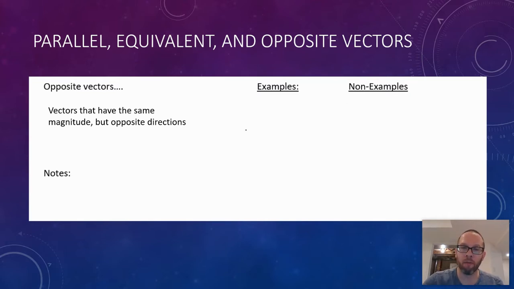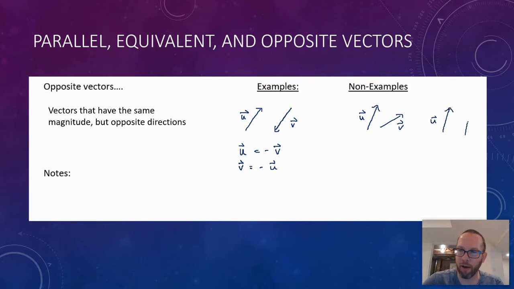So I'm just going to redraw that basically, u and v. And for notation, we would say that vector u equals negative vector v, which would also mean that vector v is equal to the negative of vector u. Non-examples, maybe for a non-example, you could do a couple. You could draw vectors that maybe have the same size but point off in different directions, and maybe have two vectors that have the same magnitude and the same direction. So those aren't opposite vectors. Those would be equivalent vectors.